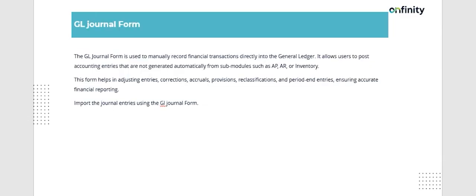General Ledger Journal Form. The General Ledger Journal Form is used to manually record financial transactions directly into the General Ledger. It allows users to post accounting entries that are not generated automatically from submodules such as accounts payable or inventory. This form is helpful for adjustment entries, corrections, accruals, provisions, reclassifications, and period-end entries, ensuring accurate financial reporting. It is primarily used for journal ledger entries and maintaining bank balances.